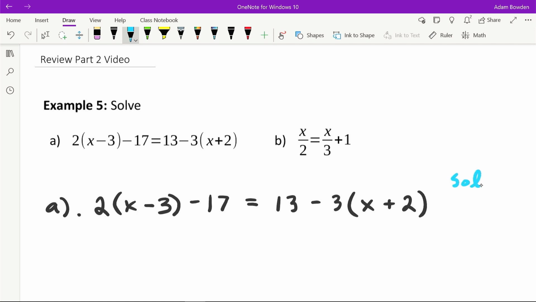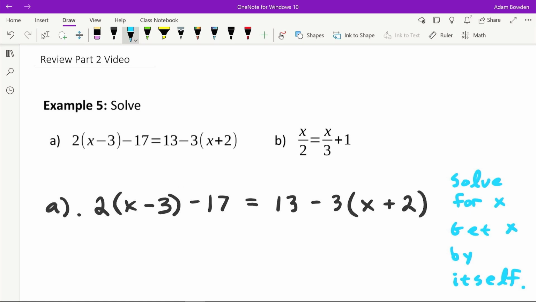We talk about solving an equation. In this case, the letter that we're trying to solve for is x. And to solve an equation, we want to get what we're trying to solve for by itself. So in this case, we want to get x by itself on one side of the equal sign.